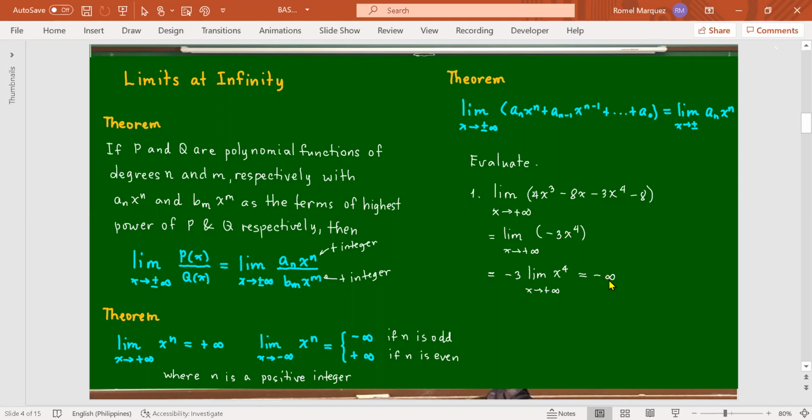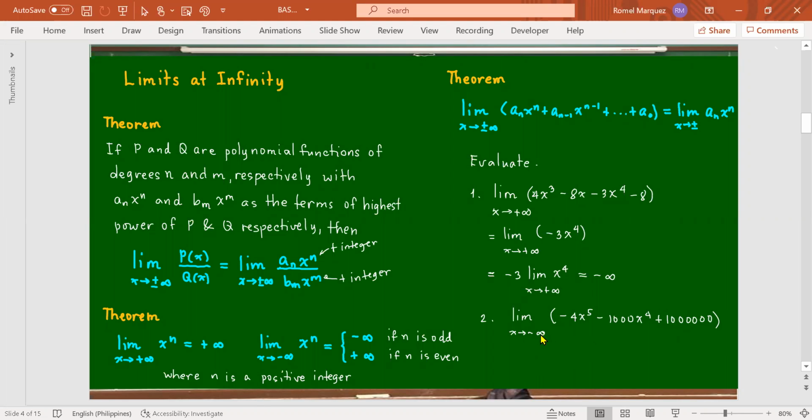Okay, guys? So, number 2, if I have limit as x approaches negative infinity and I have -4x to the fifth minus, let's say, 1,000 x to the fourth plus 10 billion. Even 10 billion is hard to write, so let's just make it 1 million.